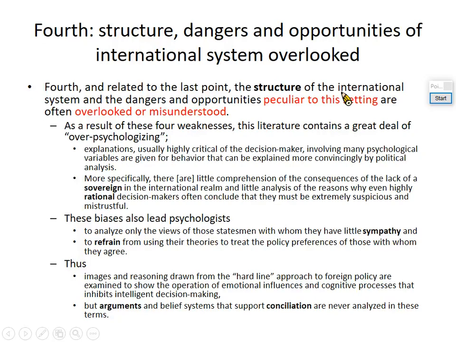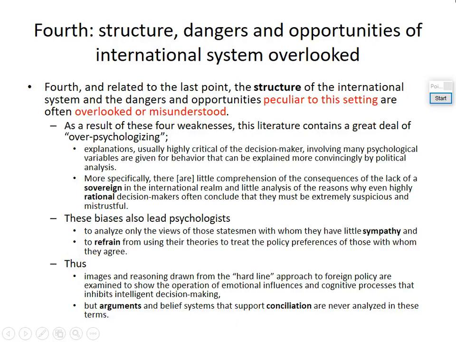And number four. Number four is talking about the structure, dangers, and opportunities of the international system. This basically comes out from the policy bias. We always like to look at the same interest size, so we assume they are about the same. If we assume people in international relations are about the same, then we will certainly overlook the basic structures and the dangers and opportunities peculiar to this setting. Basically, they are often overlooked and misunderstood.